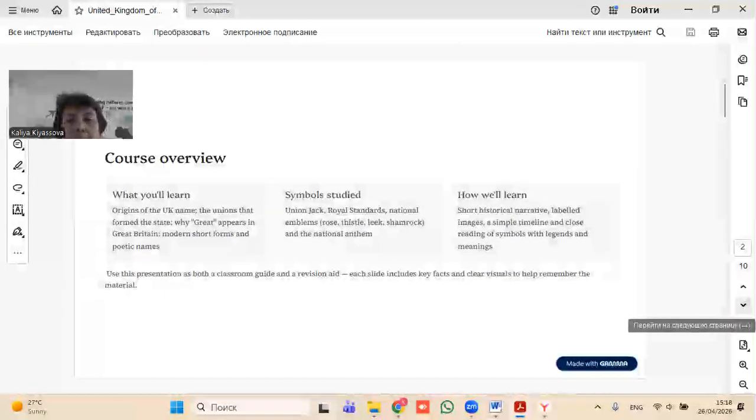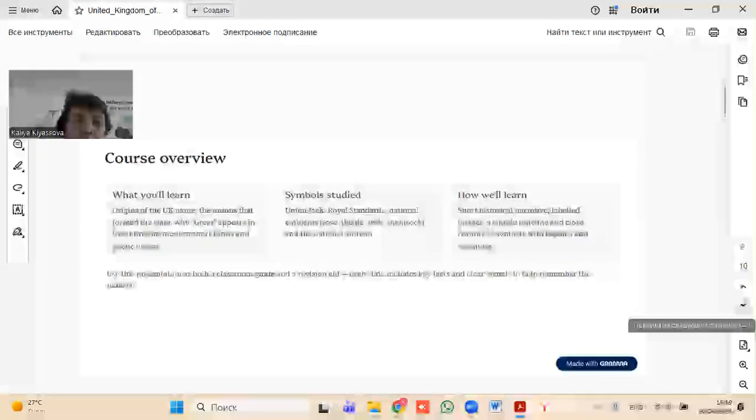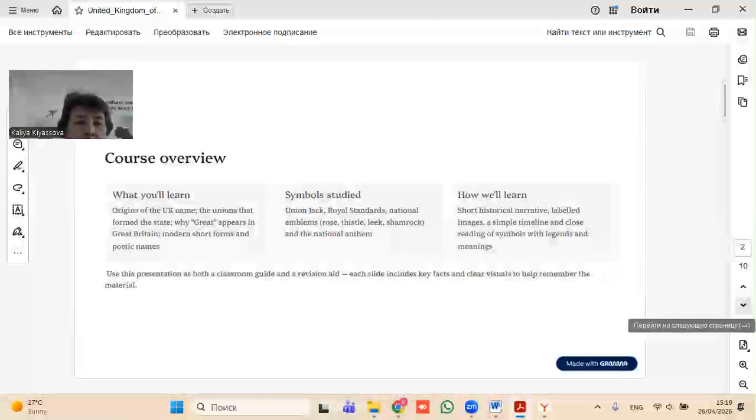How we will learn it. Short historical narrative, labeled images, a symbol timeline, and close reading of symbols with legends and meanings. Use this presentation as both a classroom guide and revision aid. Each slide includes key facts and clear visuals to help remember the material.